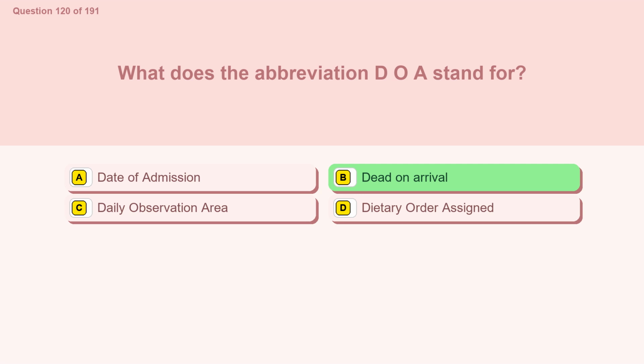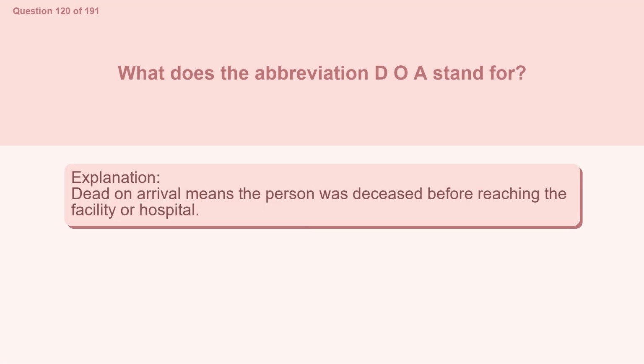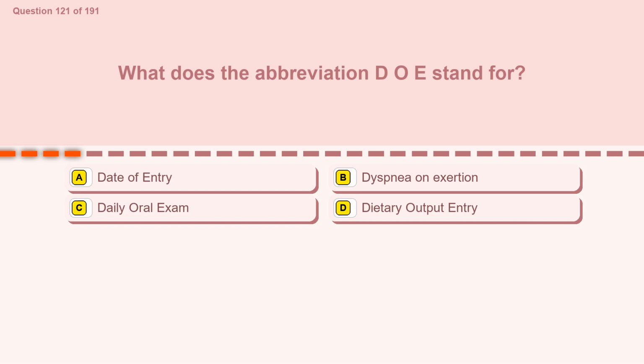The correct answer is option B, dead on arrival. Dead on arrival means the person was deceased before reaching the facility or hospital. Question 121. What does the abbreviation DOE stand for?